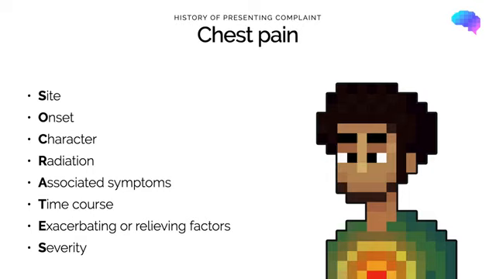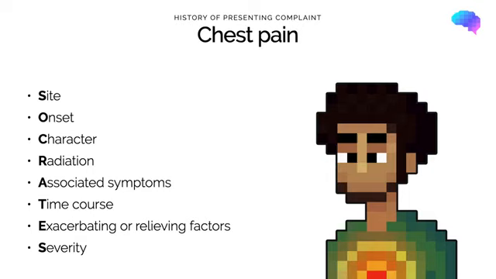Next, we need to clarify the onset of the pain, and by that I mean how and when did the pain start. Some useful questions to elicit this information might include, did the pain come on suddenly or gradually? When did the pain first start? What were you doing when the pain started? The pain of a myocardial infarction will typically develop suddenly over the course of seconds to minutes, whereas the pain associated with pericarditis, for instance, might evolve over several days.